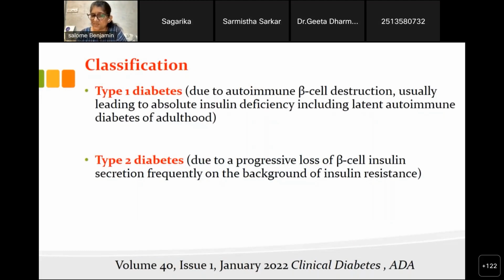Then with type 2 diabetes, we know progressively the loss of beta cells occurs, and the secretion reduces day by day, and that's how we also develop insulin resistance. There is insulin, but the receptors are not functioning or not there to take the glucose into the cell, and that's why type 2 diabetes develops. Next, please.